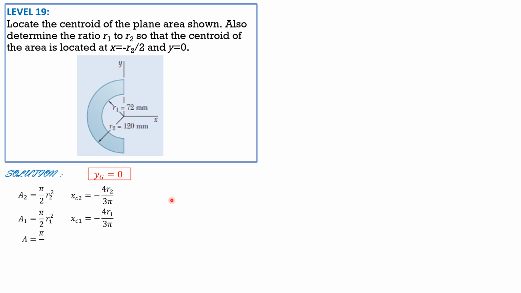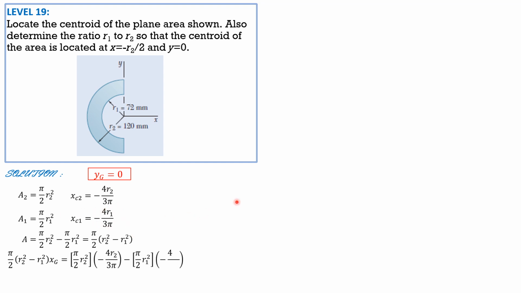So therefore, area is pi over 2 R2 square minus pi over 2 R1 square. Factor out pi over 2, so pi over 2 quantity R2 square minus R1 square. So by Varignon's theorem, area pi over 2 R2 quantity R2 square minus R1 square xg equals area 1, pi over 2 R2 square times negative 4 R2 over 3 pi, minus area 1, pi over 2 R1 square times negative 4 R1 over 3 pi. Cancel out pi over 2 and simplify.